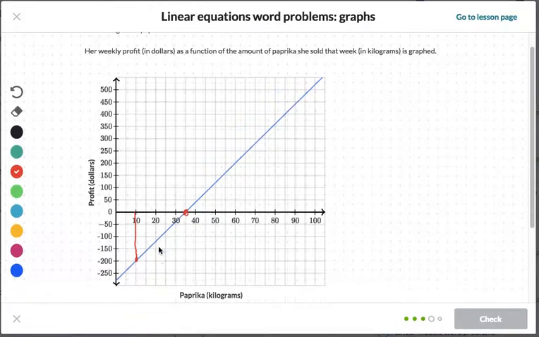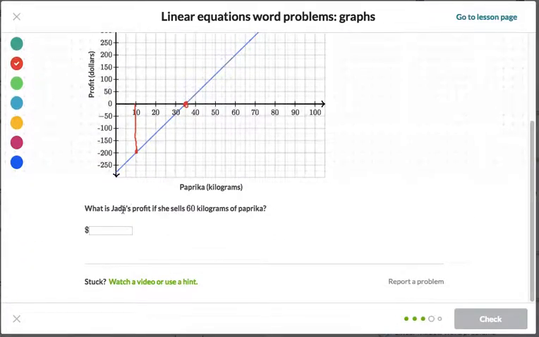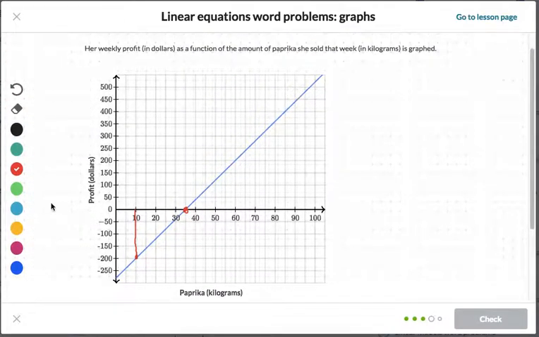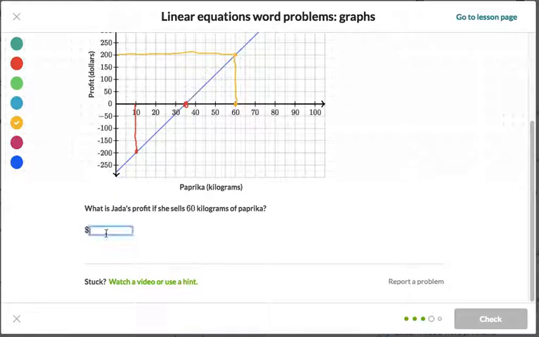So what we're being asked to find is, what's her profit if she sells 60 kilograms of paprika? And all we need to do for this is look up along the x-axis. So 60 kilograms of paprika is right here, and we're going to trace that right up till we hit our function, and we hit our function right here, and that is at $200. So her profit when she sells 60 kilograms of paprika is $200.